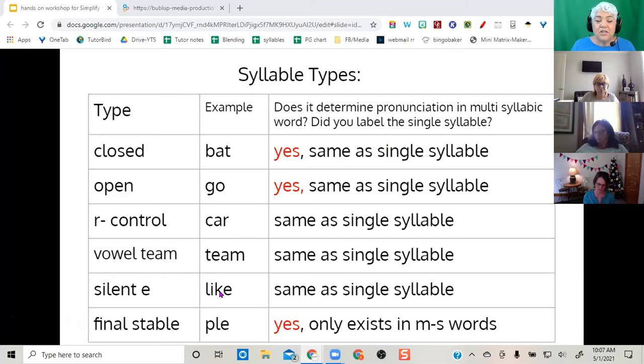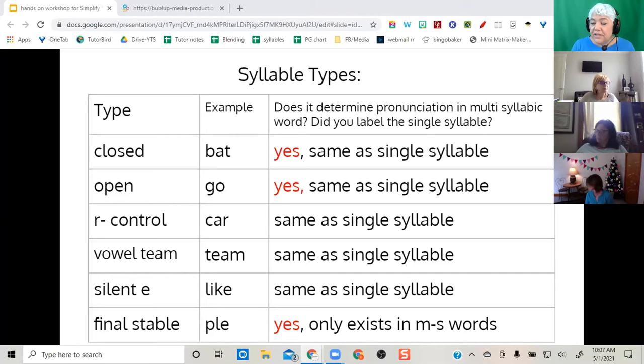We need the knowledge that you've already taught for single syllable words, except when we come to final stable syllables, because they don't exist in single syllable words, right? So this syllable here in the word people, it says pull because that is a final stable syllable. It is a syllable by itself at the end of a word.